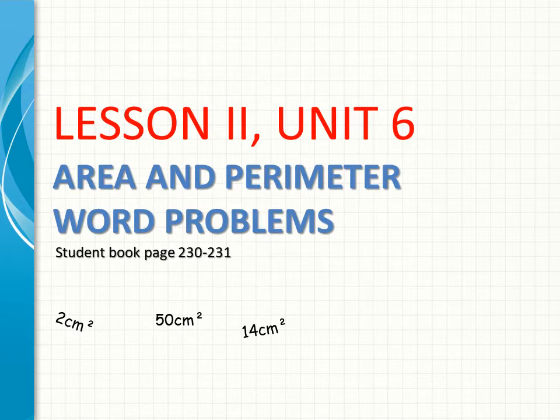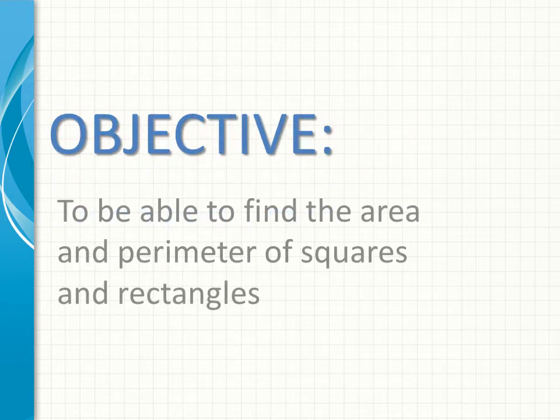Today, once again, we're looking at unit 6, and the topic is word problems on area and perimeter. So we'll be solving a lot of questions on area and perimeter. The only objective we have today is to be able to find area and perimeter of squares and rectangles. By the time we're finished doing all the questions, we should be able to find area and perimeter of any square and any rectangle.